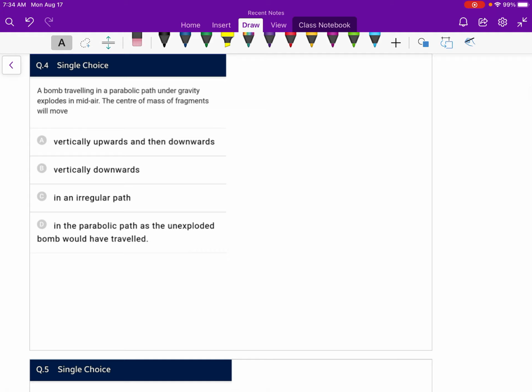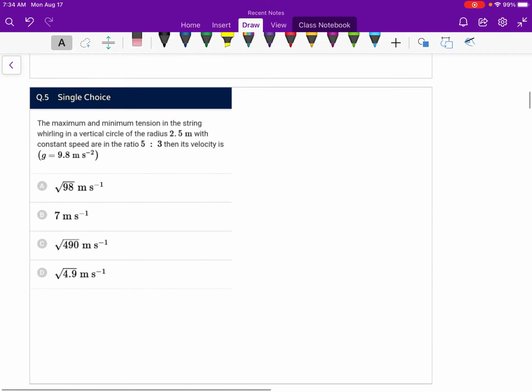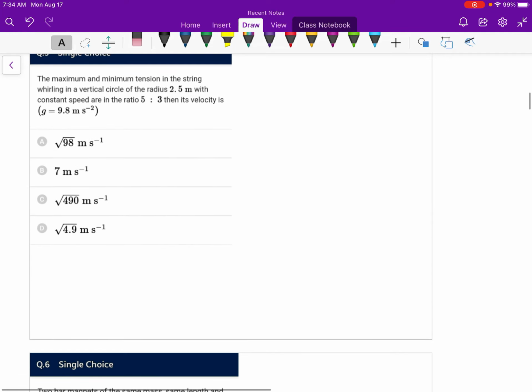Straightforward, easy question. Bomb is traveling in parabolic path. The center of mass of the fragments will move in parabolic path as the unexploded bomb would have traveled, because explosion takes place because of internal forces. So motion of center of mass will remain unaffected. It will keep on moving on the same trajectory unless one of the fragments reaches the earth.